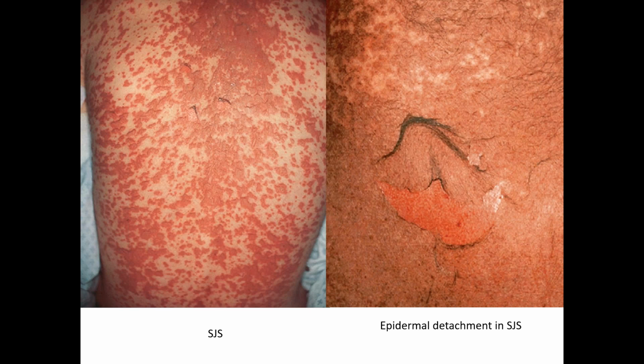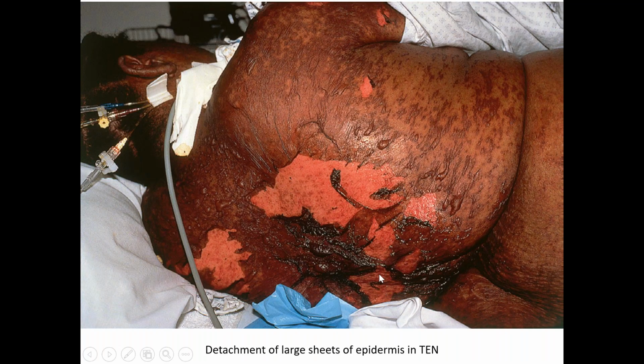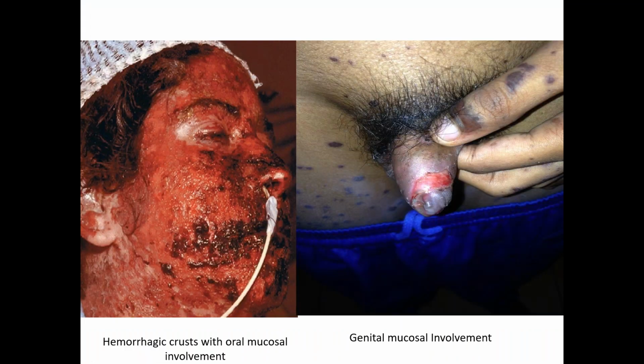So this is how it looks clinically. You can see skin detachment here, so you can easily peel it off. This is known as pseudo-Nikolsky sign positive. Here is a severe one with more than 30% body surface area involvement, so it is TEN. You can see the skin peeling, and the drying up with hemorrhagic crust.